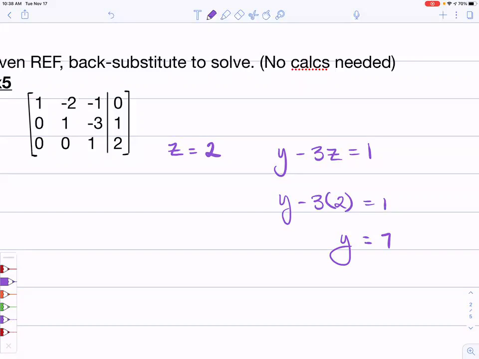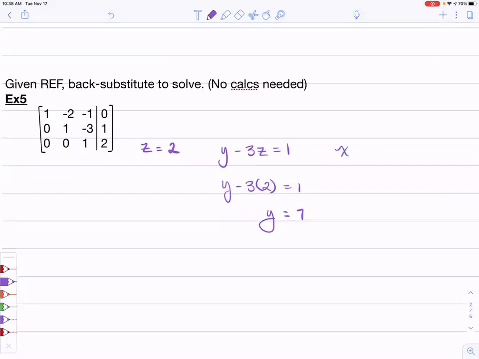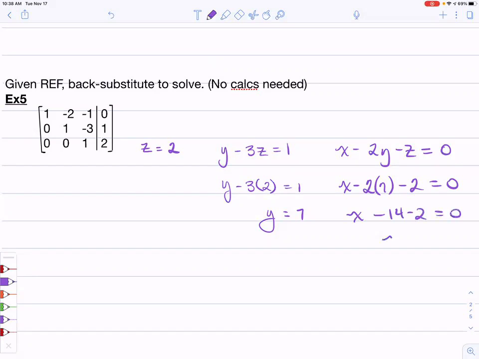Now let's go up to the last equation, which was the ugliest of the 3. What does that equation look like? Okay. But what's cool now about that? Yeah, I know 2 of my variables. So let's plug those 2 variables in. We've got x minus 2y, which is now a 7, minus z, which is a 2, equals 0. So I've got x minus 14 minus 2 equals 0. So x is equal to what? 16.